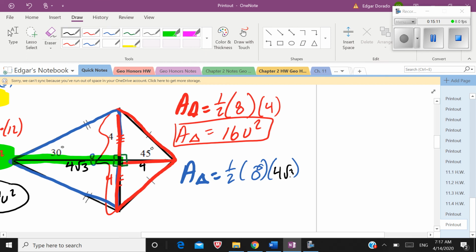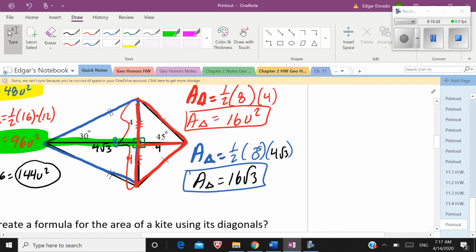So 4 root 3. So 1/2 of 8 is 4. 4 times 4 root 3 is going to give me 16 root 3 for a final answer of my blue triangle of 16 root 3.